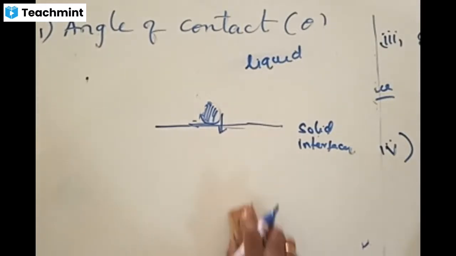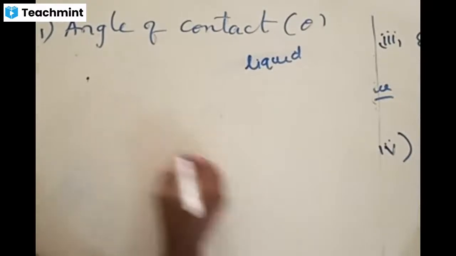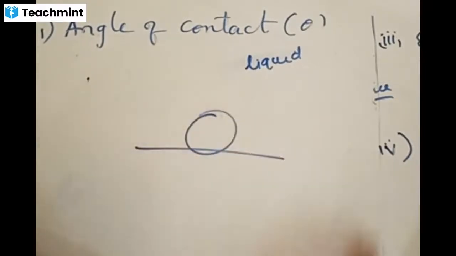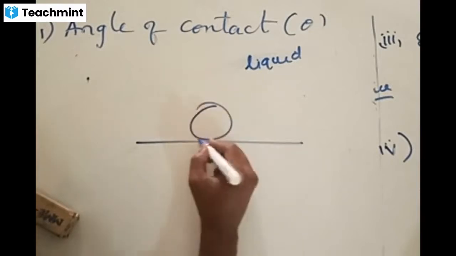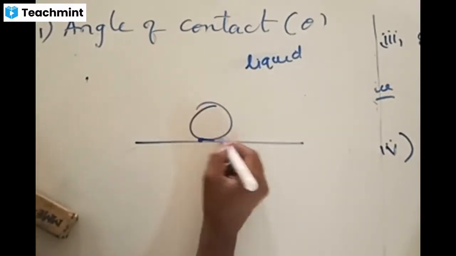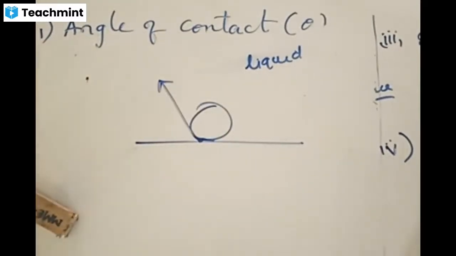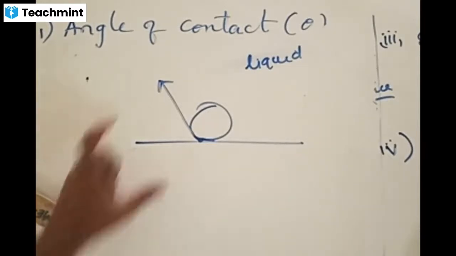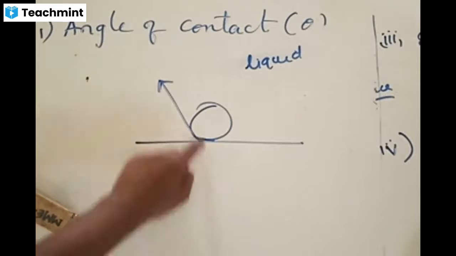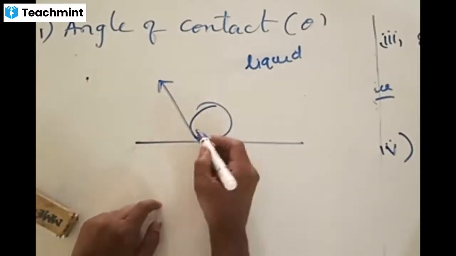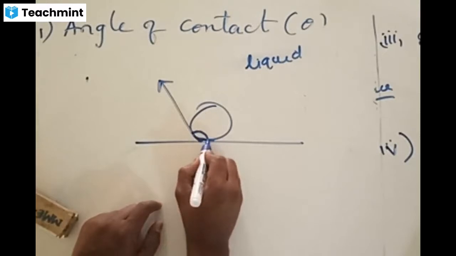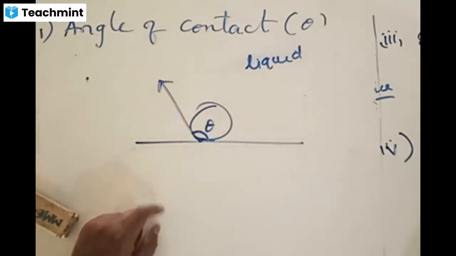Now, angle of contact is defined as the tangent drawn at the point of contact of the liquid with the solid. Where should you draw the tangent now? It has to be drawn at the point of contact of liquid with the solid. This is the point at which liquid is interacting with the solid. At this point, you should draw the tangent, and take it inside the liquid onto the solid interface. This angle is called the angle of contact.